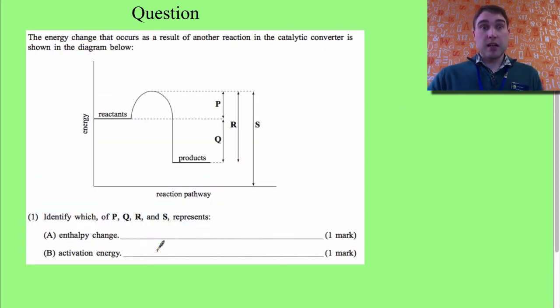This is another question from another test. Identify which of these represents these bits and pieces. This is a separate question. Which is the enthalpy change? Looking at this energy diagram, the difference between reactants and products is our delta H value. So that's our enthalpy change, and in this case it's going to be Q. That's the difference in energy between the reactants and products. The activation energy for this reaction is going to be P up here. This is what kicks off the reaction and starts breaking the bonds. So our answer for that one is P.